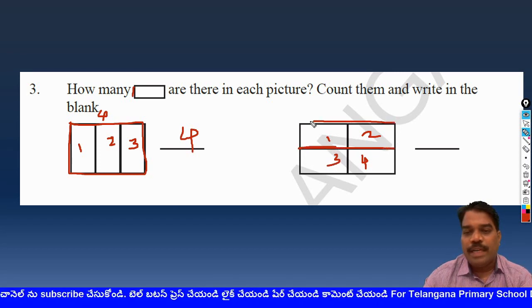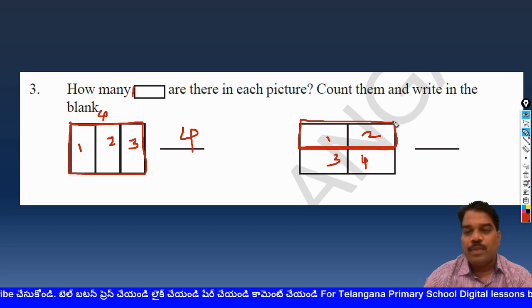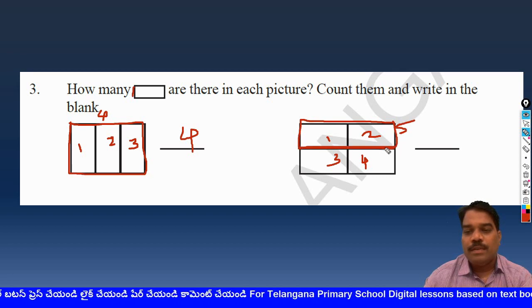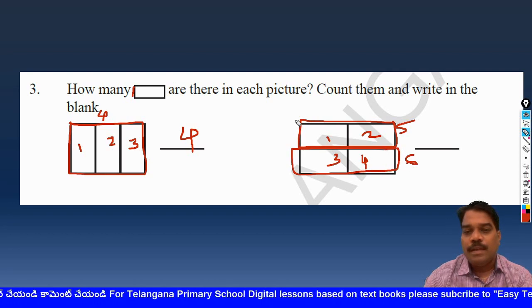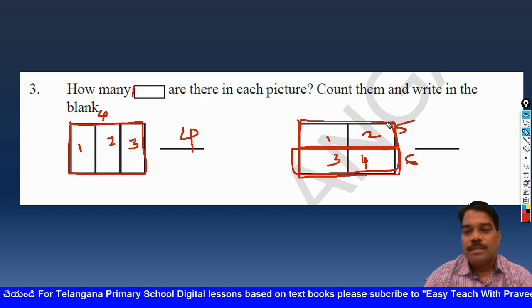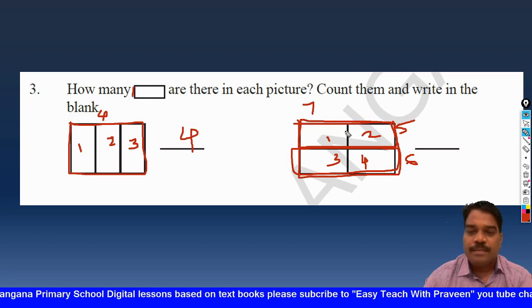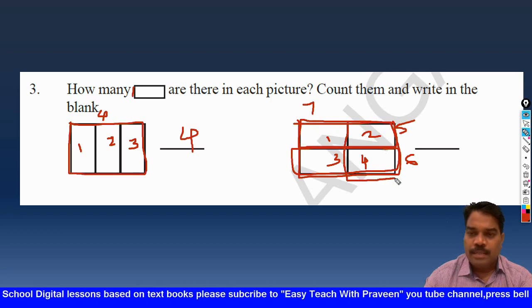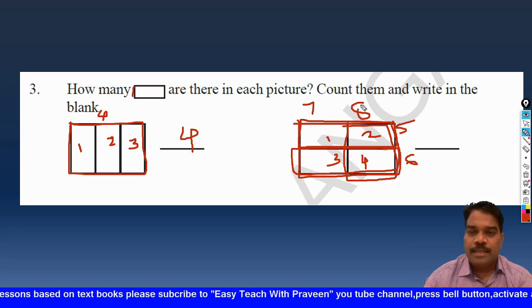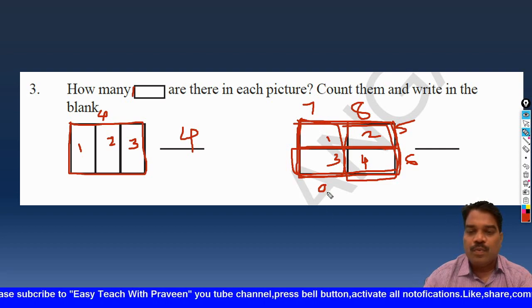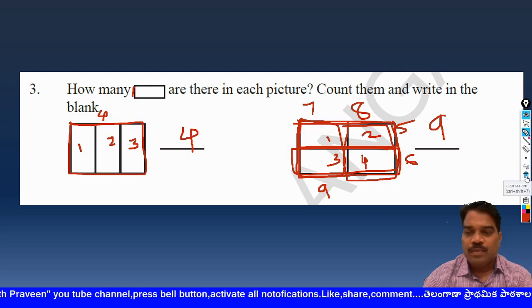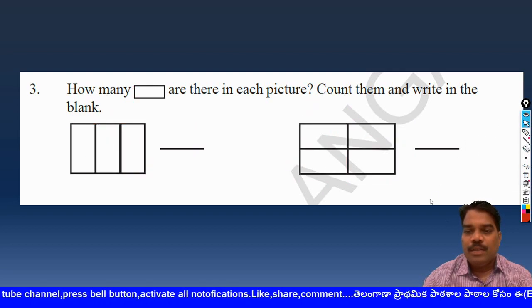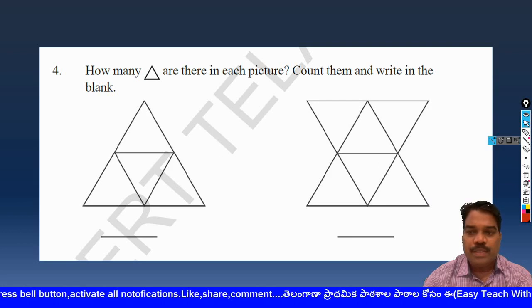we can find this one also. This is 5 and this is 6, and the big one is 7. Okay, and this is also a rectangle 8, and this is also a rectangle 9. So we can find 9 rectangles in this picture. Okay, right. Like this you have to count these pictures.